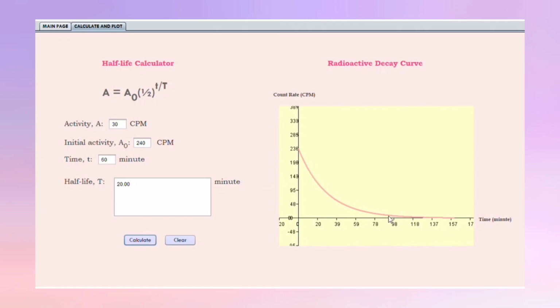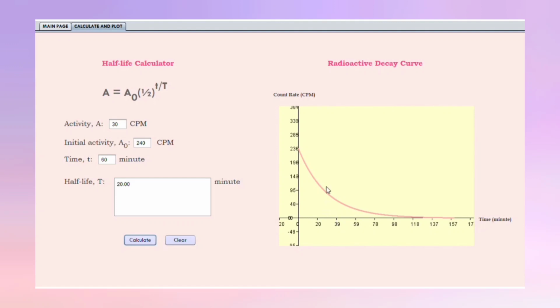We can see that when the initial activity is halved, and that will be 120 counts per minute, the half-life is exactly like what we have calculated just now. And again, to confirm this, we may look when 120 counts per minute is halved, the half-life would be around 40 minutes, like this.